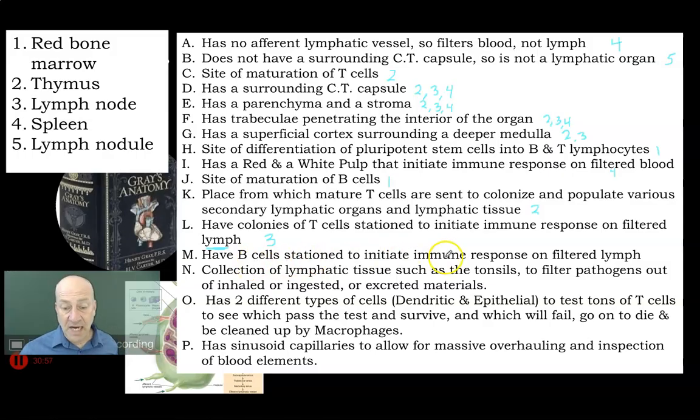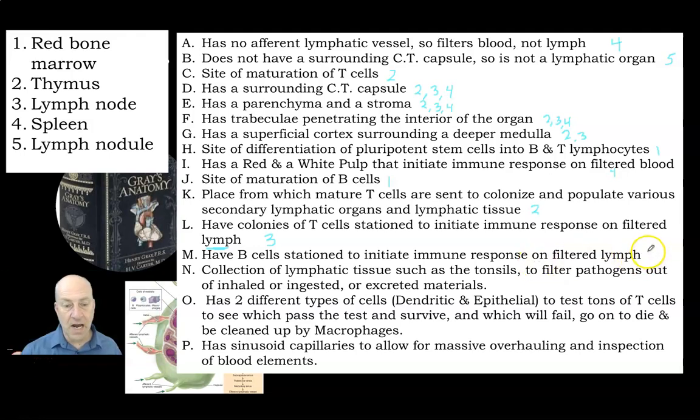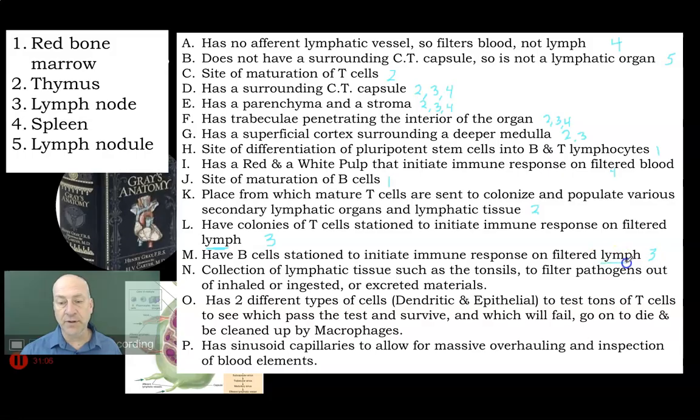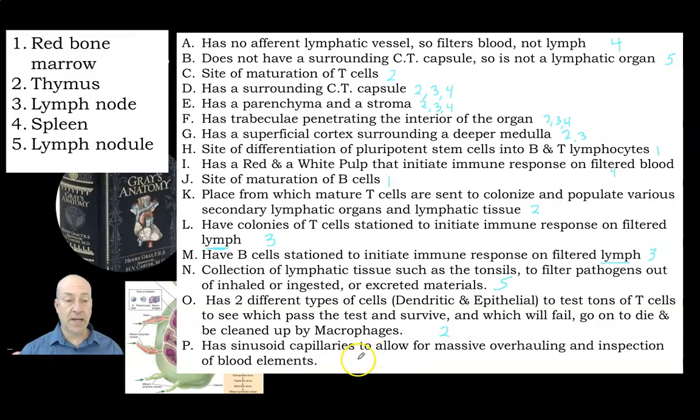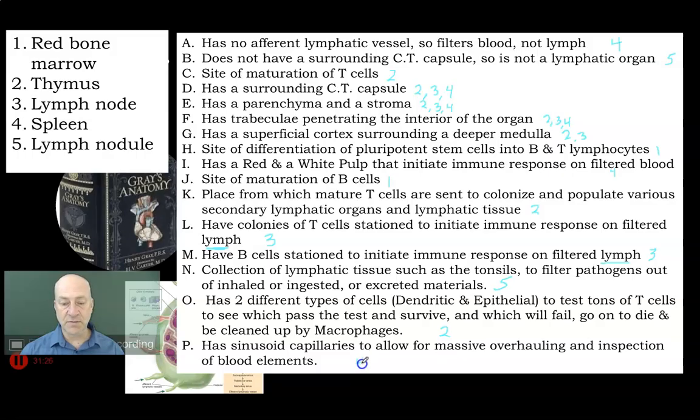M, have B cells stationed to initiate immune response. Okay, also going to be just the lymph node, not the spleen, again, because we're talking about filtering lymph, and the spleen doesn't filter lymph. And collection of lymphatic tissues, tonsils, and to filter out pathogens, those are lymphatic nodules. O has two different types of cells, dendritic and epithelial, to test out all your T cells. It's all done in the thymus. And P, the sinusoidal capillaries, to allow for massive overhauling inspection of blood elements, is for filtering the blood.